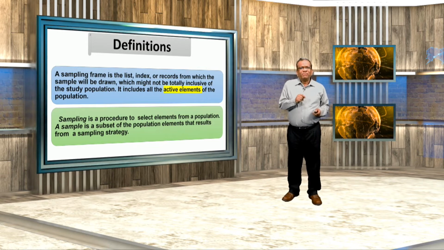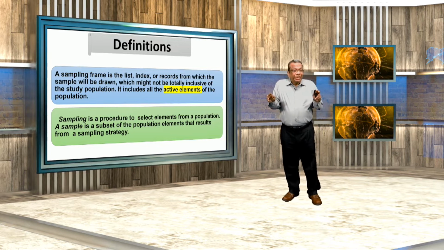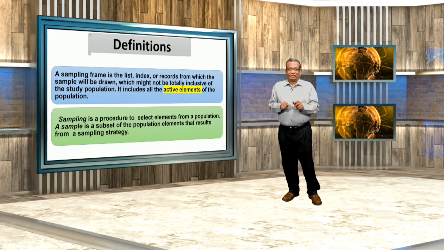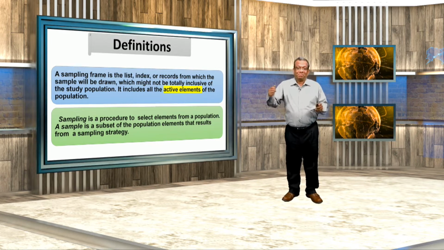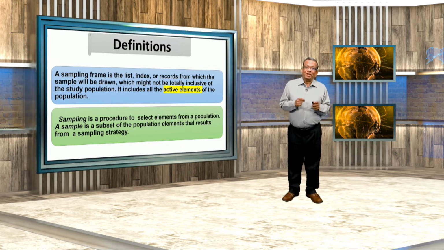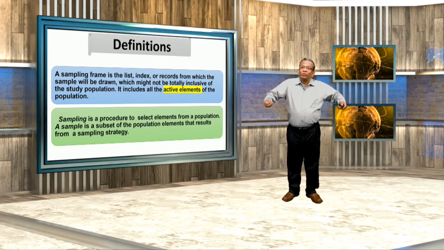A sample frame is a list, index or records from which the sample will be drawn, which might not be totally inclusive of the study population. We have to understand a very important point here. From the population, you will be taking a set which we will call the sampling frame. In the sampling frame, you will be taking those elements which are active among the population.